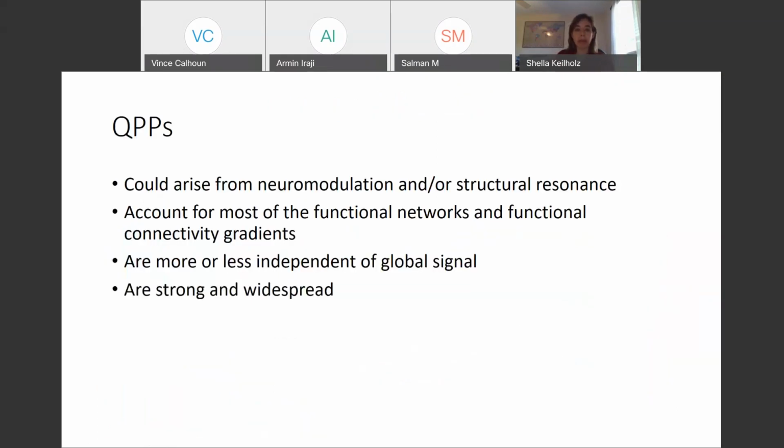So to summarize this QPP session, QPPs could arise from neuromodulation or structural resonance. I think we have evidence that's inconclusive there, but we think that they account for most of the functional network activation we see, and definitely the functional connectivity gradients. They're more or less independent of the global signal, although they may contribute to it because they're very strong and very widespread.